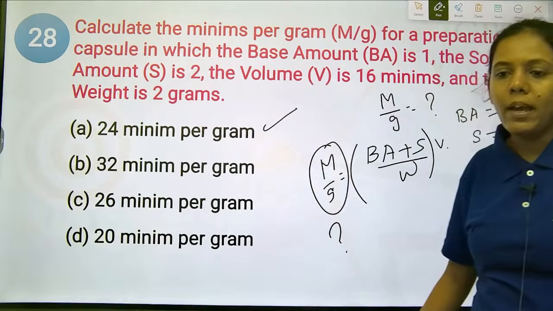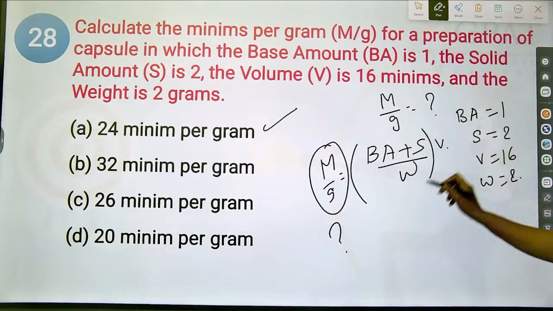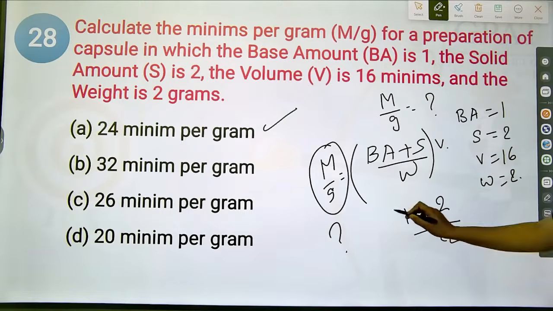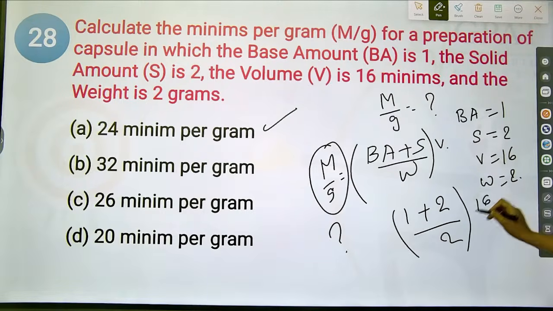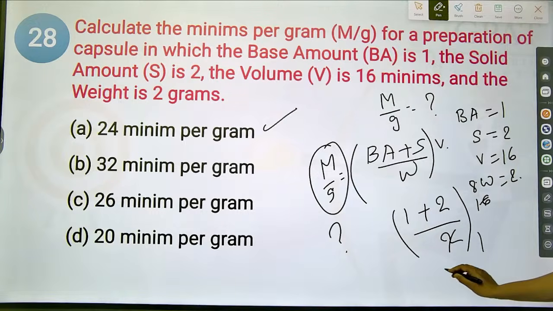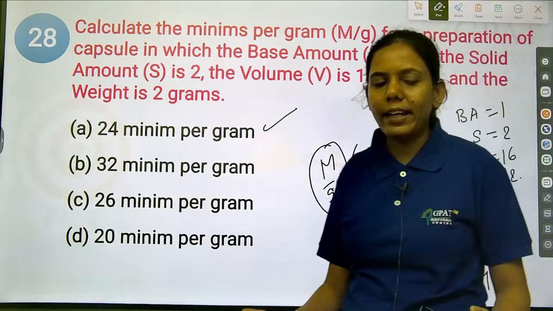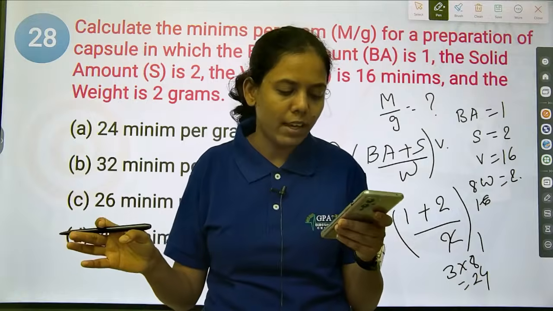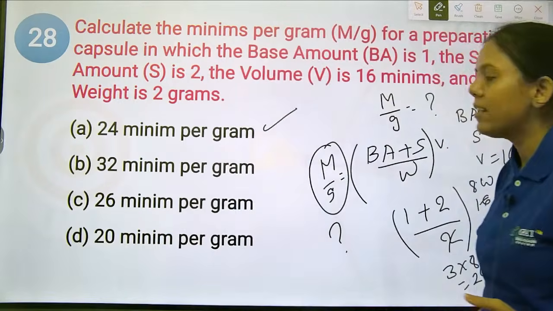24 minim per gram. See, you just have to put what is BA, 1 plus S is 2, right? Divided by W is 2, and then 16 by 2 is 8, it will be 3 into 8, 24, right? So very easy. Sometimes with a question like this, you will not even require your calculators. So option A is the right answer.